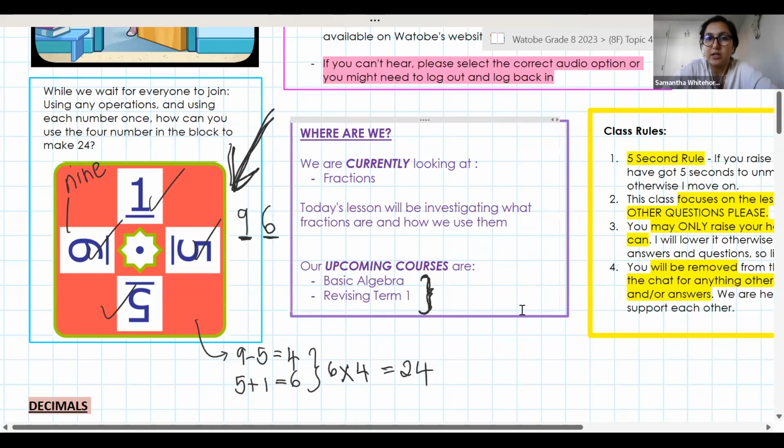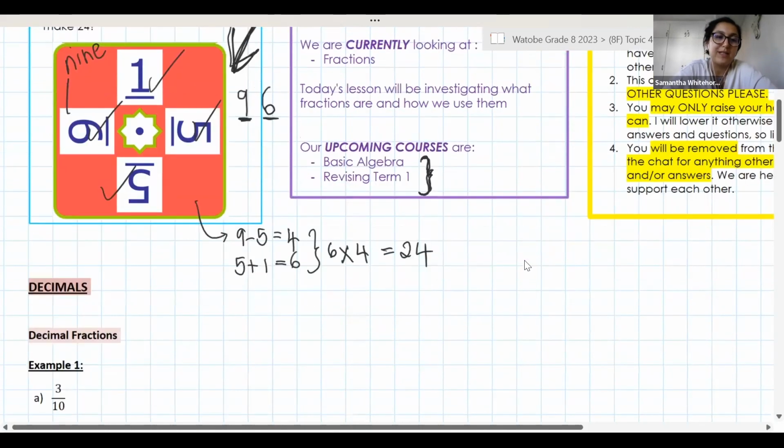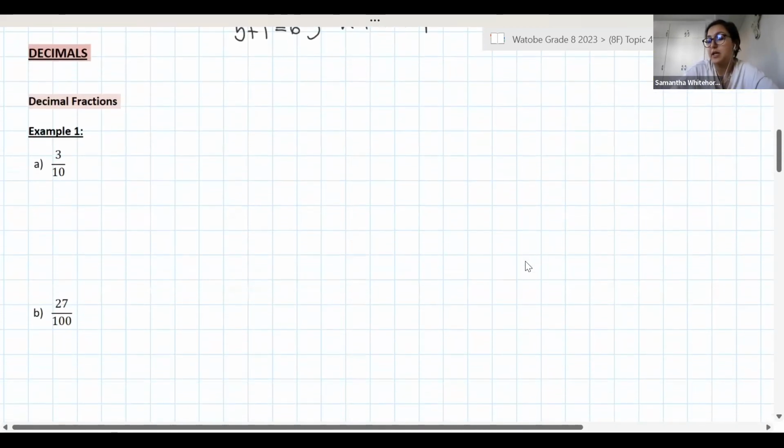Get straight into our lesson. So guys, we're going to do a little bit of decimals to start off with. I'm going to be completely honest with you.